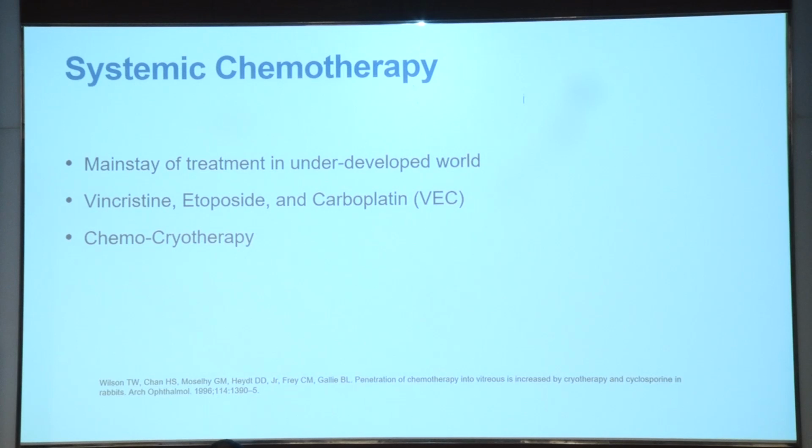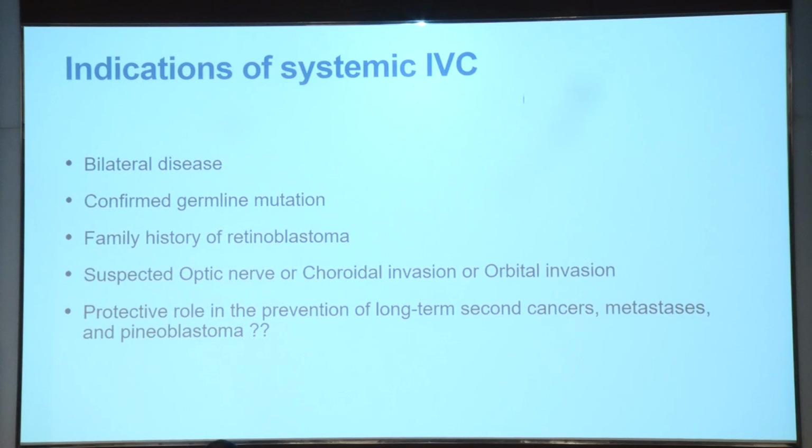Now, from group A, when we move on to group B or further advanced tumors, that's a little larger tumors, we must know about the systemic chemotherapy that is available for these tumors. Systemic chemotherapy in a country like India is the mainstay of treatment. Still, we use three drugs conventionally, vincristine, etoposide and carboplatin, which are given under supervision of a pediatric oncologist. And then there is something called chemocryotherapy. When you are sending the patient for chemotherapy, if you put two spots of cryotherapy near the ora, that is supposed to increase the concentration of chemotherapy and the availability of the drug in the vitreous and the tumor. So it's advisable to do that.